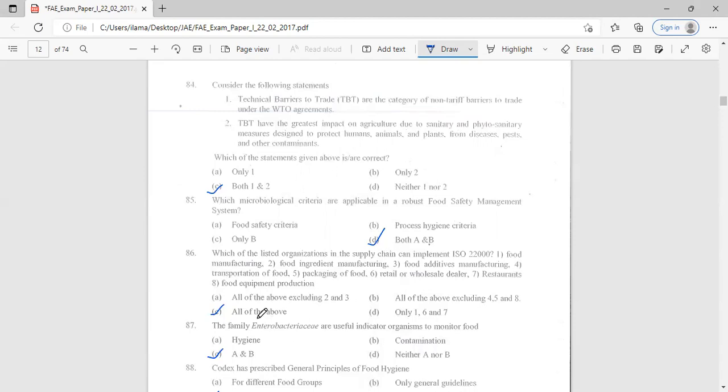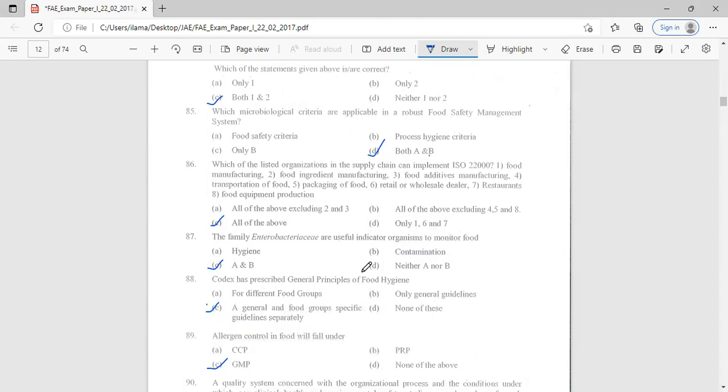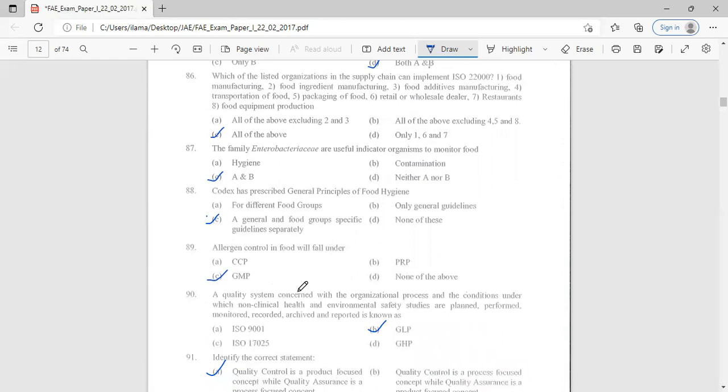Next, the family Enterobacteriaceae are useful indicator organisms to monitor both hygiene and contamination. And then next, Codex has prescribed general principles of food hygiene for general and food-specific guidelines separately. Allergen control in food will fall under the category GMP. Next one, a quality system concerned with the organizational process and conditions under which non-clinical health and environmental safety studies are planned, performed, monitored, recorded, archived and reported is known as GLP.